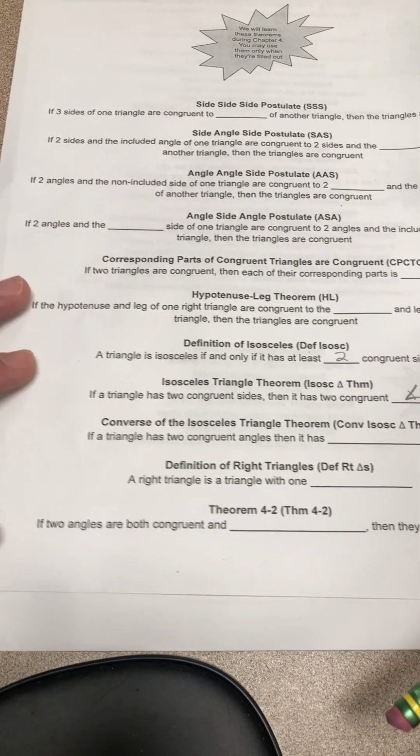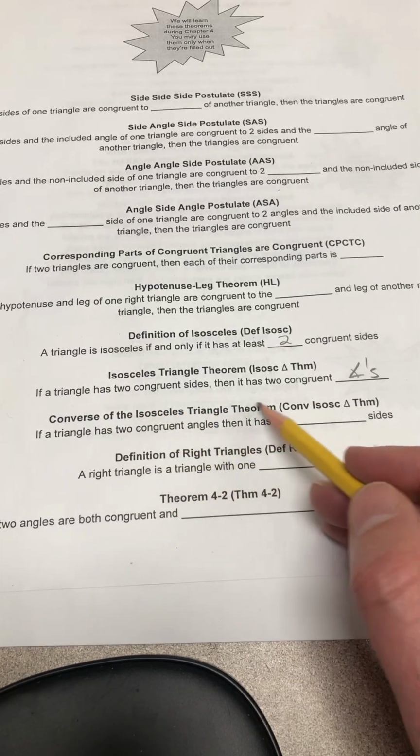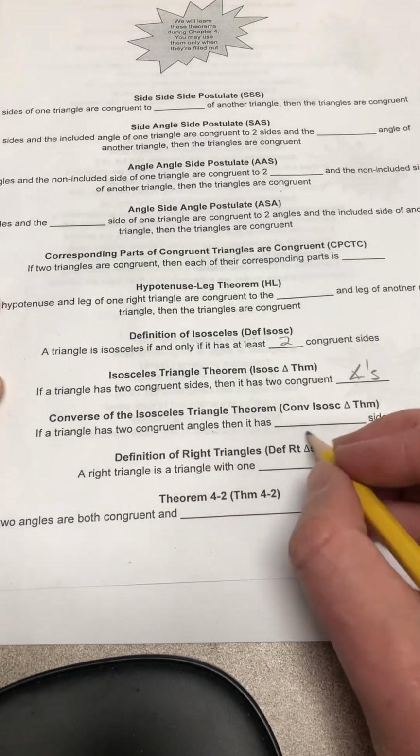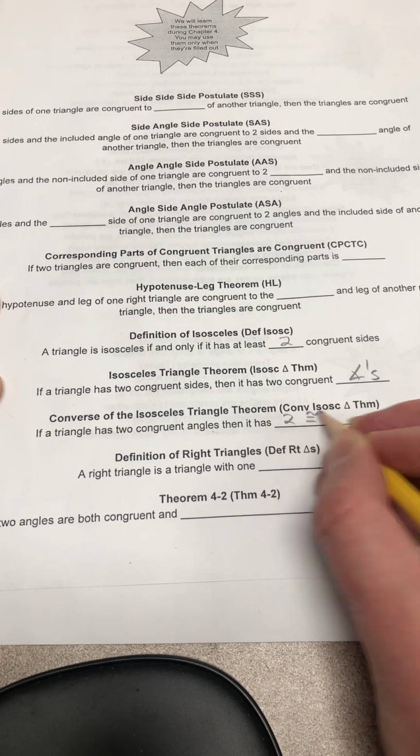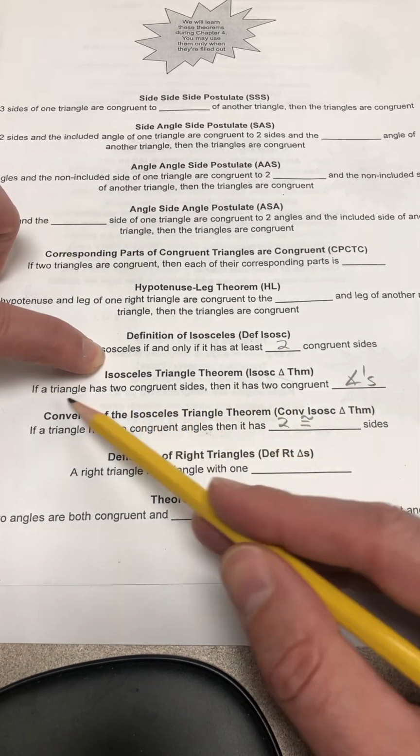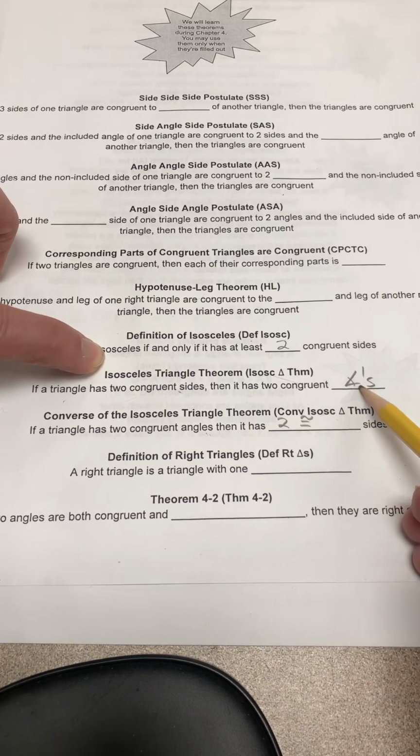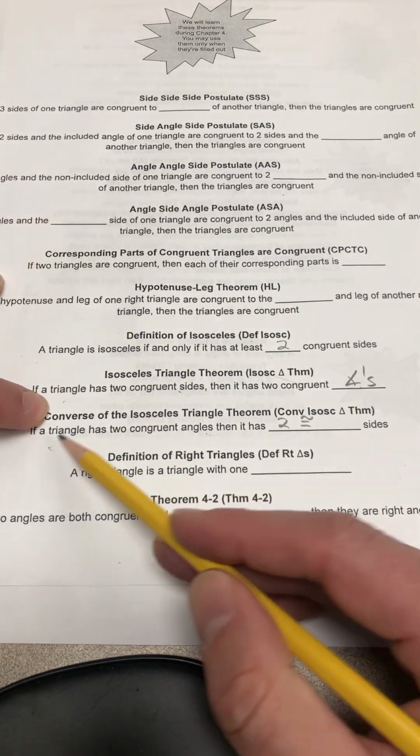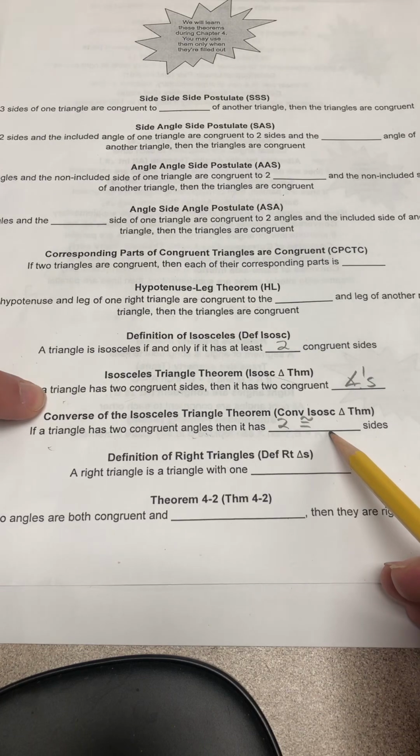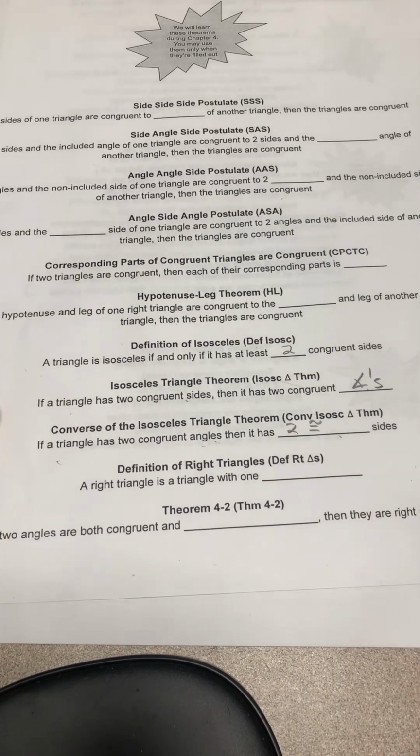So if you go back to your theorem sheet, the converse of isosceles triangle theorem, if a triangle has two congruent angles, then it has two congruent sides. Make sure you know the difference between the basic, which says if sides, then angles, and the converse, if angles, then sides. I need you to see that difference. Sometimes you're going to use one or the other.